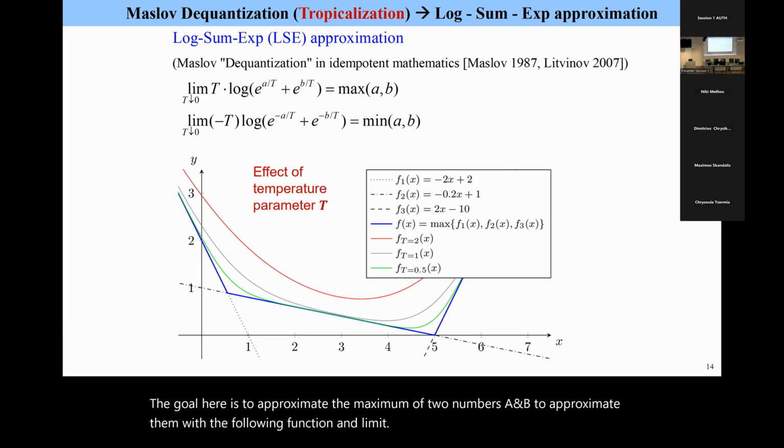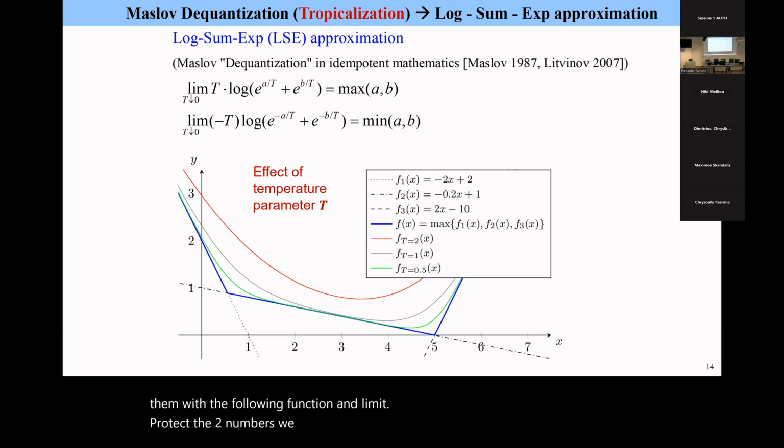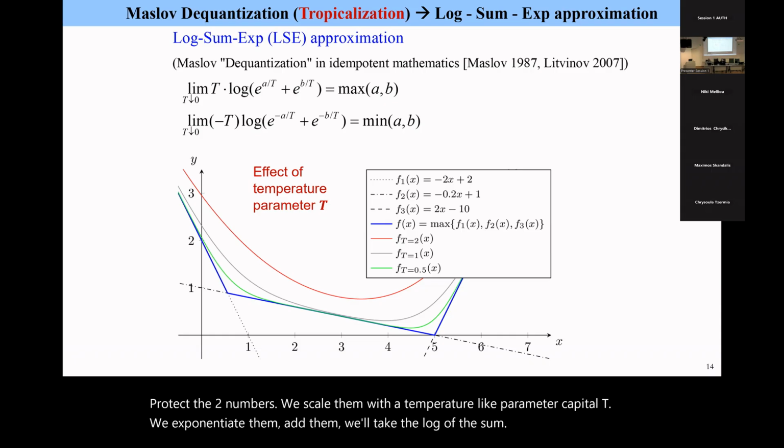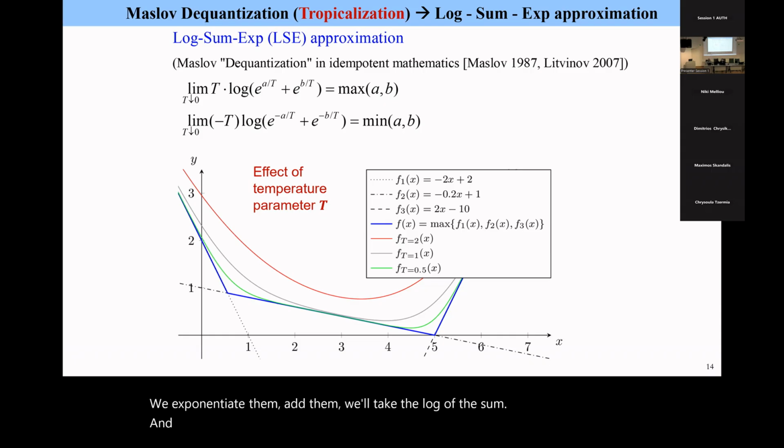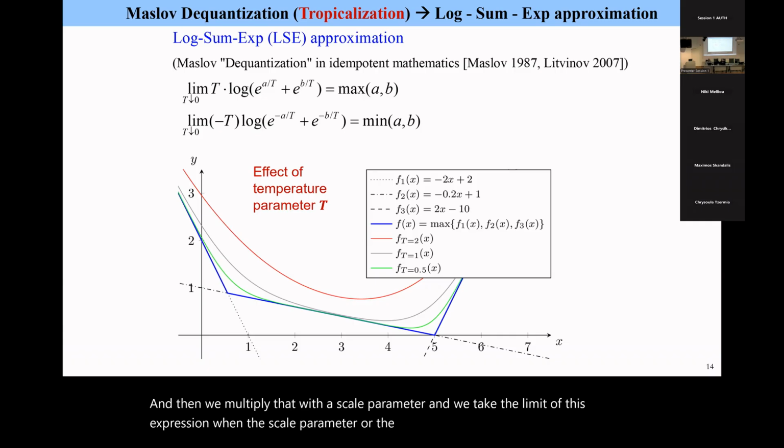We take the two numbers, we scale them with a temperature-like parameter, capital T. We exponentiate them, add them, we take the log of the sum, and then we multiply that with a scale parameter, and we take the limit of this expression when the scale parameter, or the temperature, symbolically, tends to 0. The result is the maximum of two numbers.